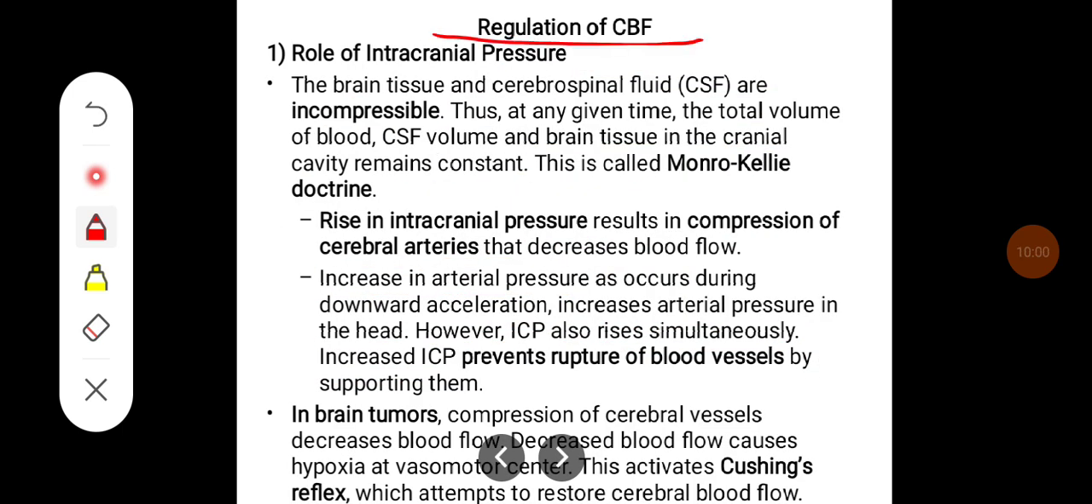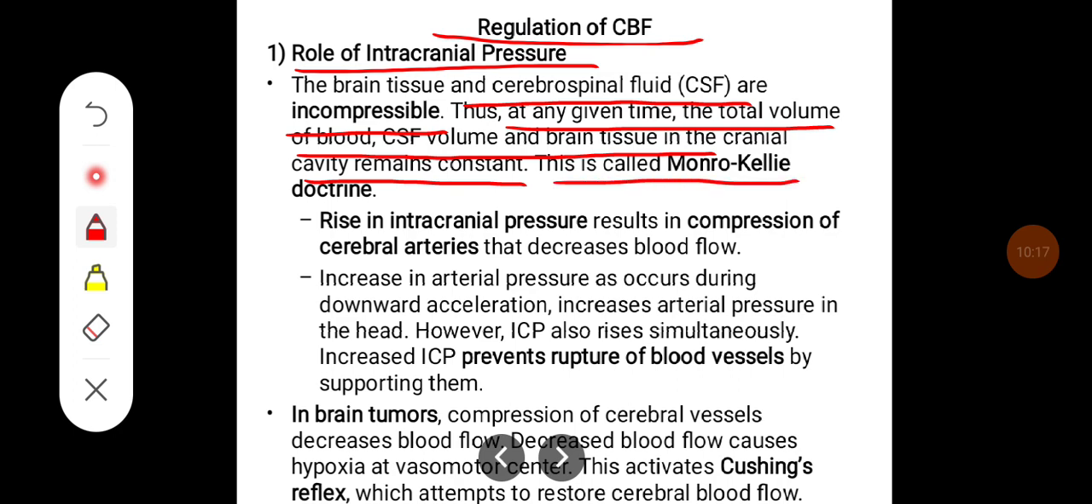Regulation of the cerebral blood flow. The role of intracranial pressure. The brain tissue and cerebrospinal fluid are incompressible. Thus, at any given time, the total volume of blood, CSF, and brain tissue in the cranial cavity remains constant, and this is called the Monro-Kellie doctrine.